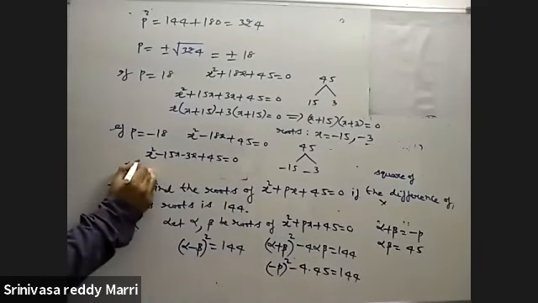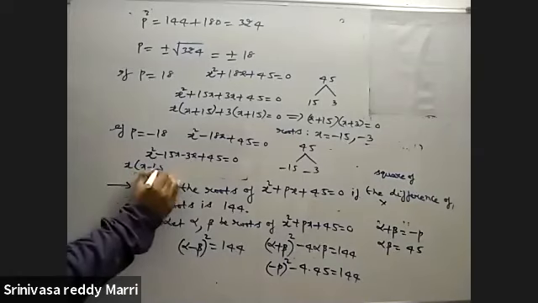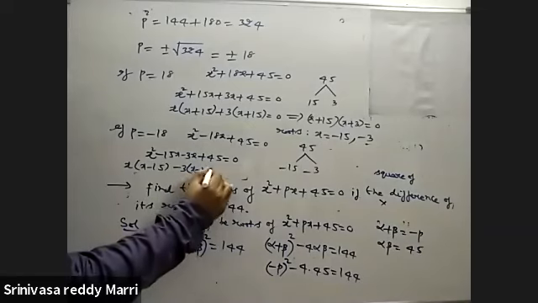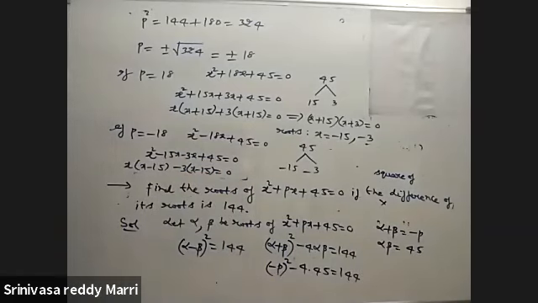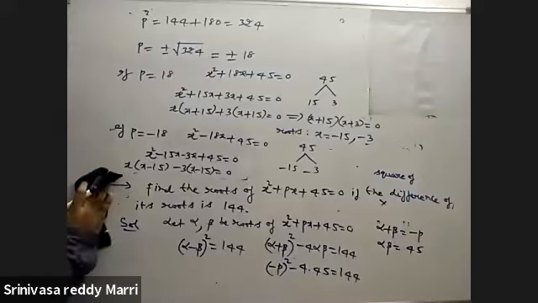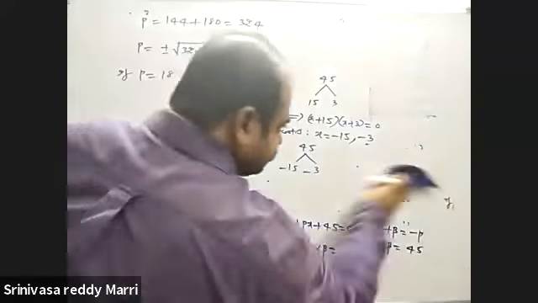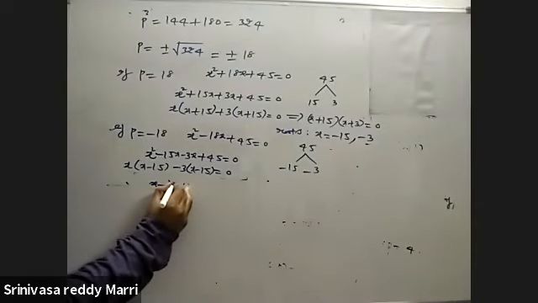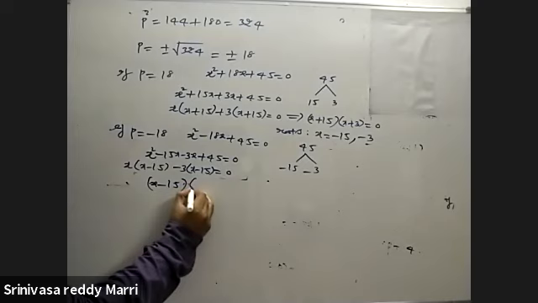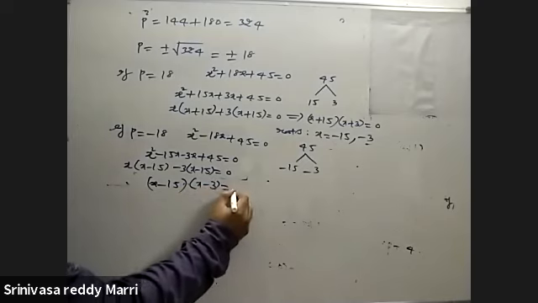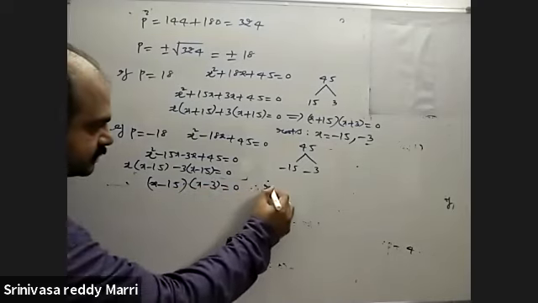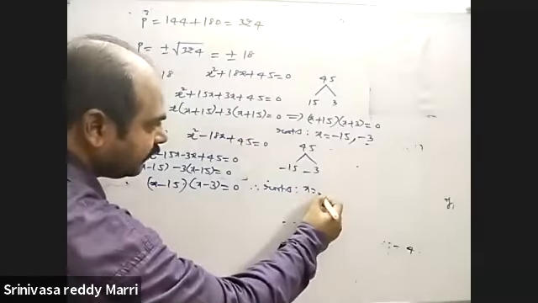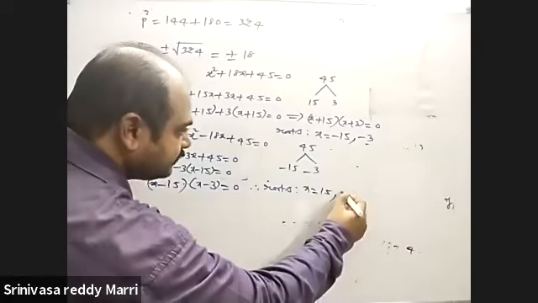Now you can take x common in this, and minus 3 common. It is the factorization method, you know, everybody. So now x minus 15 common, into x minus 3, equal to 0. Therefore, the roots in this case are x equal to 15 comma 3.